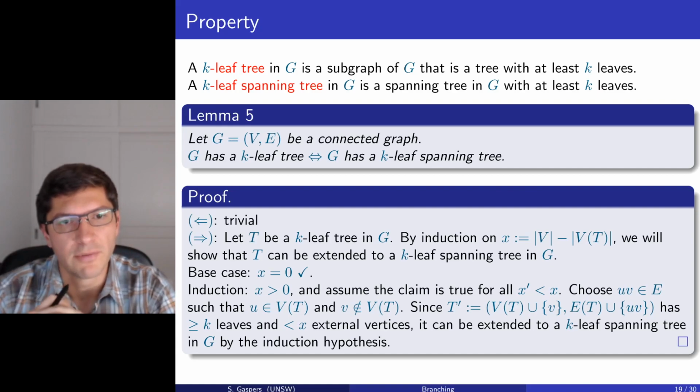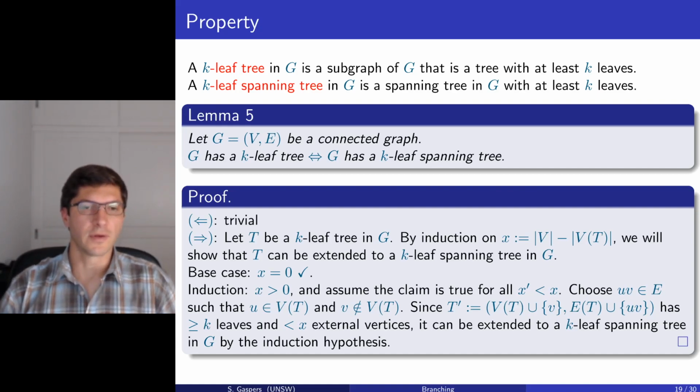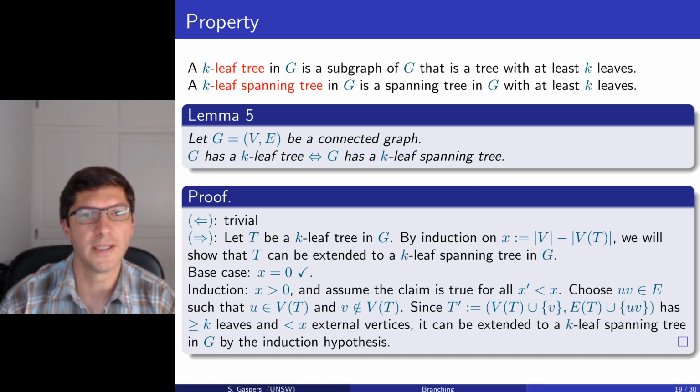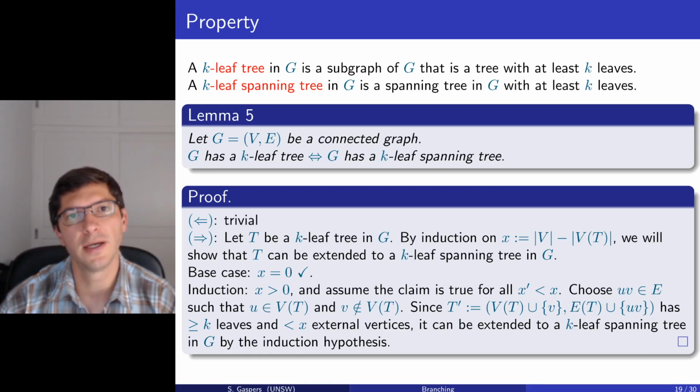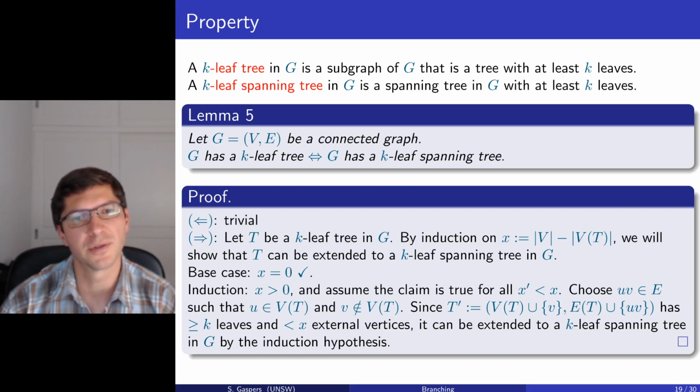Now, if we have a connected graph G, then I claim that G has a k-leaf tree if and only if it has a k-leaf spanning tree. To prove this, let's start with the reverse direction, because it's really simple. If G has a spanning tree with k leaves, then G has a subtree with k leaves. That one is obvious, because the same tree just works.